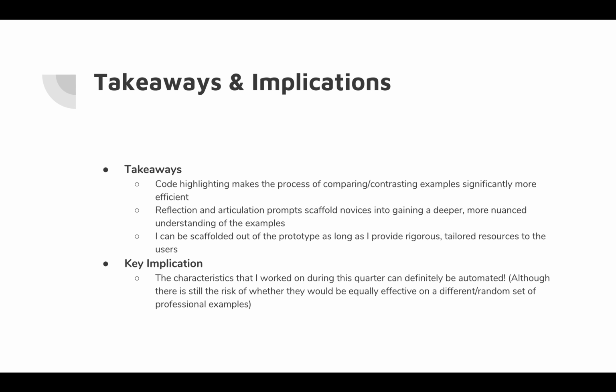And this is great because the implication I get from all of this is that the characteristics that I worked on during this quarter can definitely be automated, which is very important. As I mentioned before, there's still definitely the risk of whether these characteristics would be equally effective on a different set of examples, but at least they can be automated.